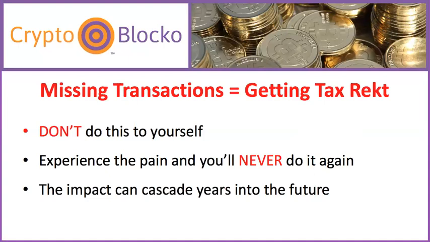And the thing is, the impact can cascade years into the future. So it's not just the current year. For example, if you are assembling 2 or 3 years at the same time, trying to get yourself into compliance, it could impact those 3 years. It could also impact future years.